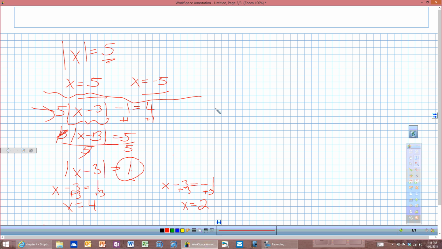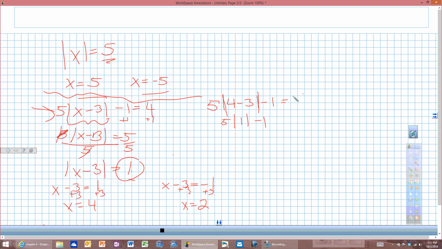Most of the time you get that both of them do work out, or you should, but sometimes you don't, because some things get weird. So 5 minus 3 minus 1 equals 4. Order of operations: we treat absolute value bars like parentheses. So I have 5 times the absolute value of 1 minus 1.